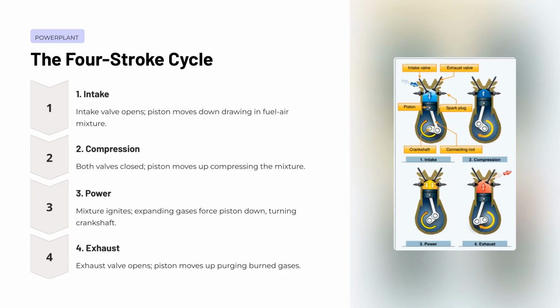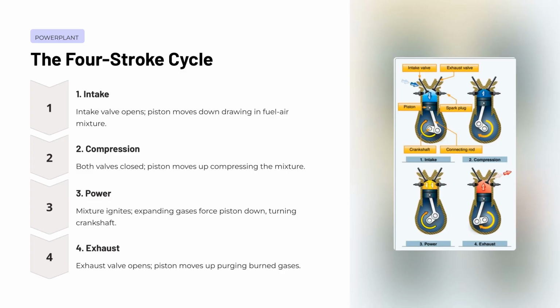Both valves are closed as the piston travels back up, compressing the fuel-air mixture into a much smaller space. This compression is critical. It significantly increases the energy released during combustion. The 3rd stroke is the power stroke, and this is where useful work is actually produced. The compressed mixture is ignited, and the rapidly expanding gases force the piston downward with considerable force. This linear motion is converted into rotational movement through the crankshaft, ultimately driving the propeller.